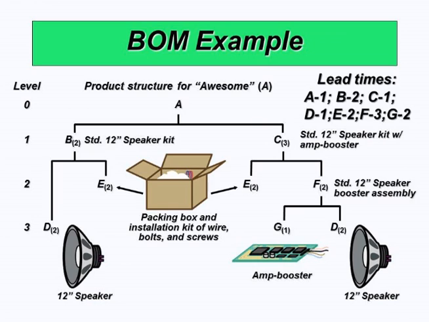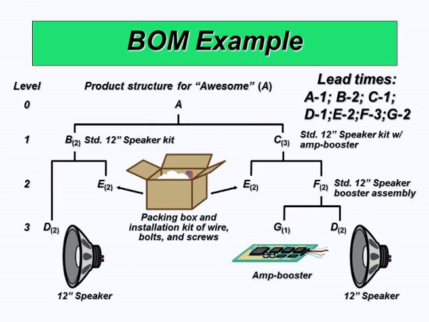It is one of the most simple products you can really think of. So this is the product structure or the bill of materials of a speaker set. The speaker set here is denoted by the letter A, which is made up of two major subassemblies, B and C. B is the speaker kit and C is the speaker kit with amp booster. So now you see here, for every item A, that is the final product, you need 2 B's and 3 C's. And each B, keep that in mind, each B requires 2 D's and 2 E's.